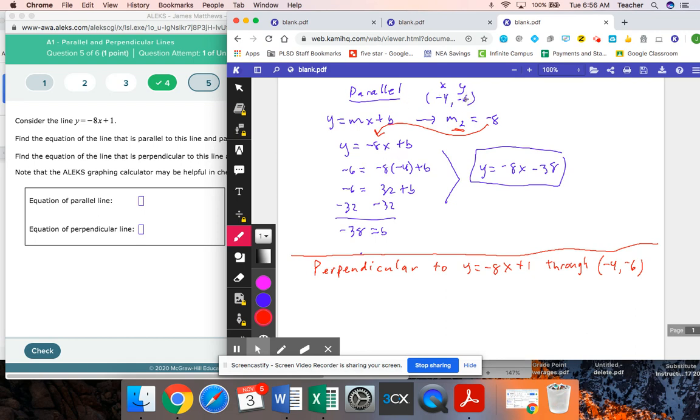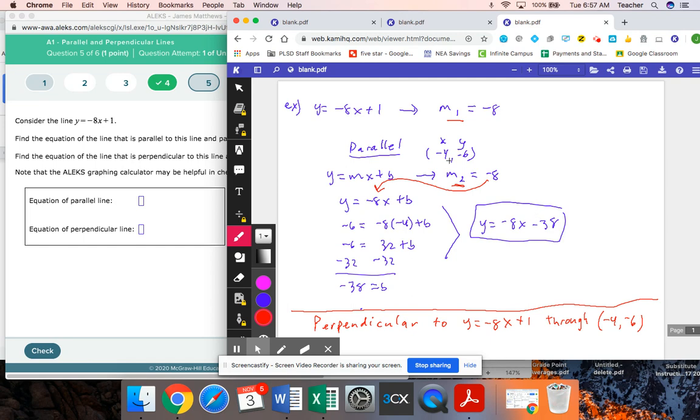My point was -4, -6. My y value was -6, put it here. My x value is -4, put it here. And I already have my slope of -8. So I solved this thing for b. That's a +32. Subtracted 32, got -38. That's what b was. So I could rewrite my new line, y is equal to -8x minus 38. That line is parallel to this line. You can see that the two lines have the same slope. And it's going to go through this point, -4, -6.